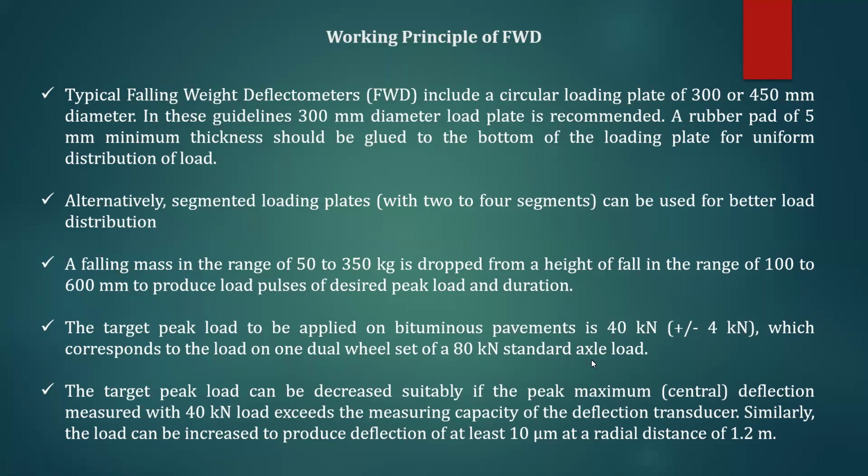Sometimes there are some adjustments we can make. The target peak load can be decreased suitably if the peak maximum central deflection measured with 40 kilonewton exceeds the measuring capacity of the deflection transducer. Similarly, the load pulse can be increased to produce deflection of at least 10 micrometer at a radial distance of 1.2 meter. These are all some adjustments. Here I'm not discussing much about the calibration of the Falling Weight Deflectometer. I'm just concentrating on the working principle and how we have to go about the analysis part.